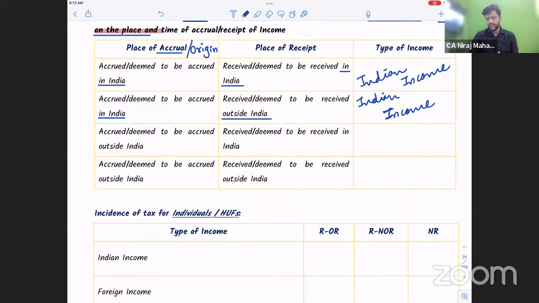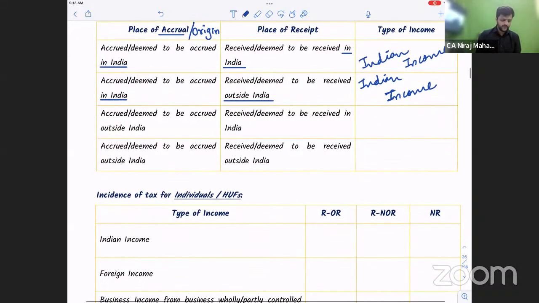Third category: you earn it outside India, but you send the money to India. The place of accrual is outside India, but since it is received in India, it also becomes Indian income.